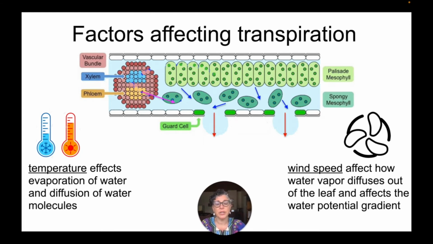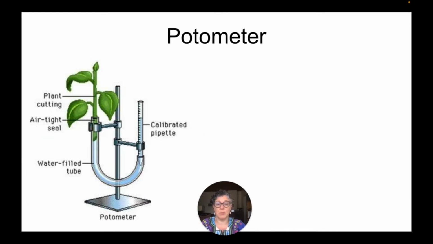So let's take a look at how this investigation happens. We use a tool called a potometer, and basically what you do for this investigation is you take a piece of the plant that you're planning to investigate. You want to make sure that you have leaves that are nice and big that you can then apply these various conditions to. You connect it to a tube filled with water, and then you have a calibrated pipette.